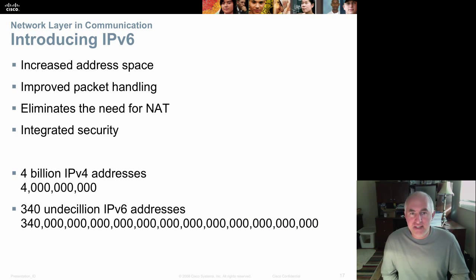So we moved to IPv6, a whole new number. It's just a longer number. It's still a binary number. Instead of 32 bits, it's 128 bits. And it provides a much larger address space to meet the growing needs of our network.